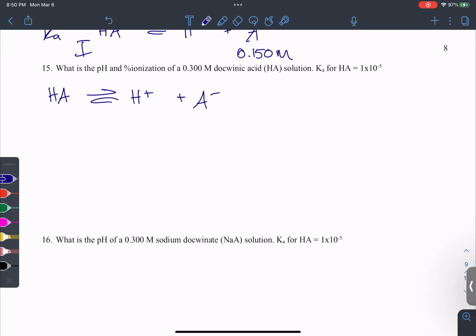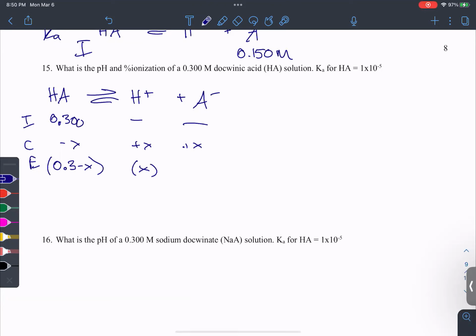So what's the concentration? 0.300 molarity. So let's just fill in the ice table. I'll do it once and then we'll do the approximation for the rest. So 0.3 goes in the initial line. We get minus X, plus X, plus X for the change line. At equilibrium, we have 0.3 minus X of HA, X of H plus, X of A minus. Does this look familiar? Yes. So Ka, I'm just going to skip this step, is X squared over 0.3 minus X. Did I do something wrong? No? Okay, that's fine.